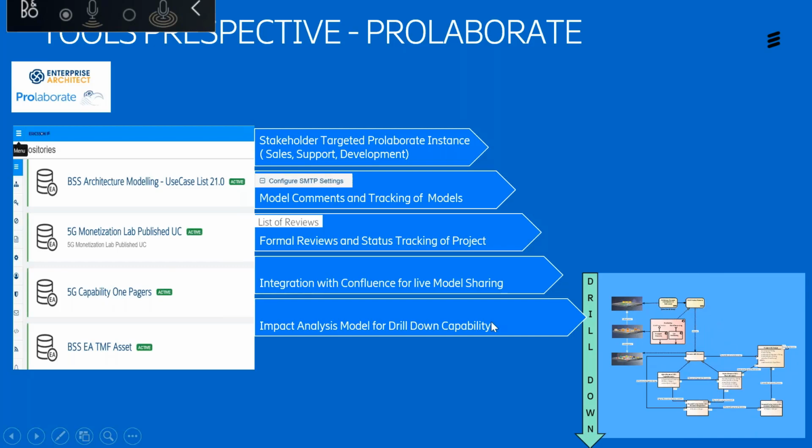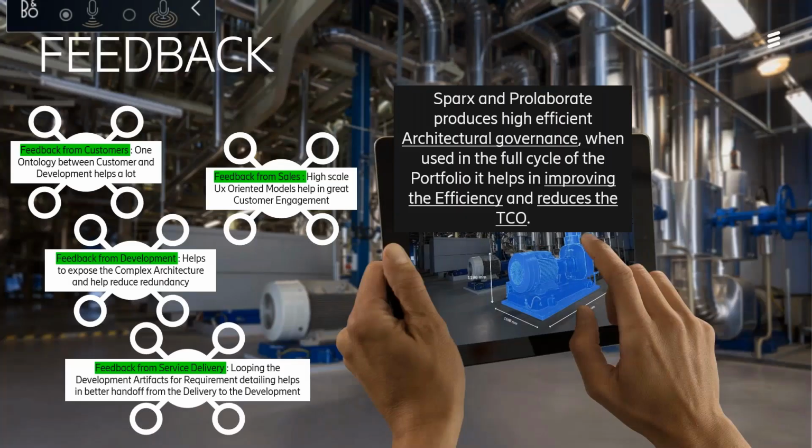So that's the kind of features that we use in both Sparx and Prolaborate, and that's quite good, because we are able to expose this content in a controlled manner to the different stakeholders that we have. So those were the features, and then a few feedbacks.